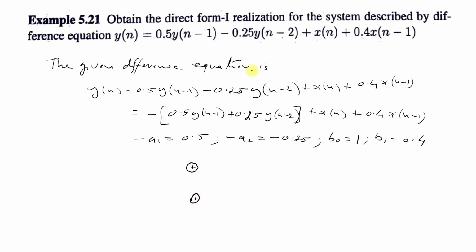Now on the output side you can see there are two delays. Then you have to draw three adders. So on the output side we have three adders. Then put the delay elements. On the output side we have two delays. At the input side we have one delay. Then draw the connecting arrow marks.